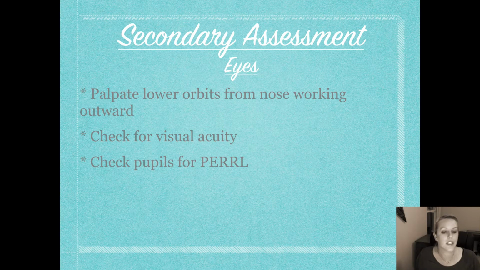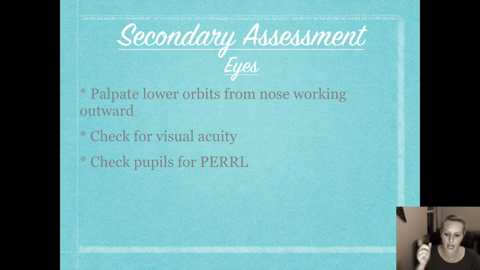So the next thing we would want to check is the pupils for PEARL. So pupils equal, round, and reactive to light. So the pupils should both be the same size. If one is dilated and one is blown, that's a bad thing. We want both of the pupils. Sometimes you can note that one of the pupils isn't round, also a bad sign.